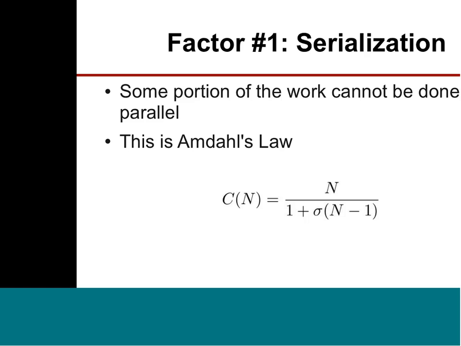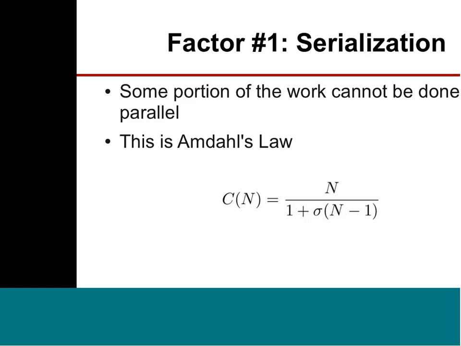And don't get scared by the math. This doesn't have to be overly mathematical. What this says on the left-hand side of the equal sign is that the capacity at concurrency of n is equal to n over 1 plus some sigma times n minus 1. And sigma turns out to be the serial portion of the work. So if 5% of my work has to be done serial and can't be parallelized, sigma would be 0.05. It's really that simple.